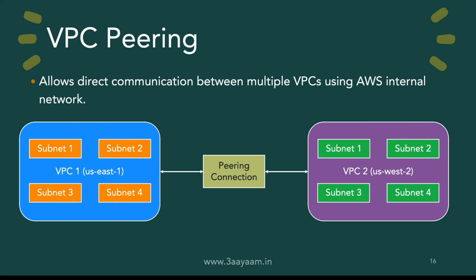Okay, now what it entails is let's say we have 4 subnets in VPC 1 and 4 subnets in VPC 2. Using this peering connection, the EC2 instances or other resources like RDS, Redshift can be connected to each other using the peering connection. So that's how VPC peering works. And that's all about VPC.